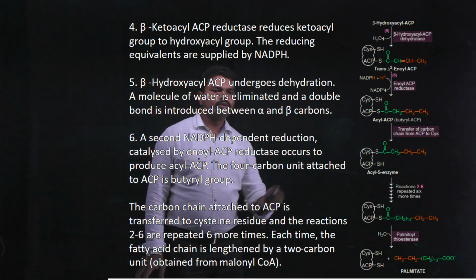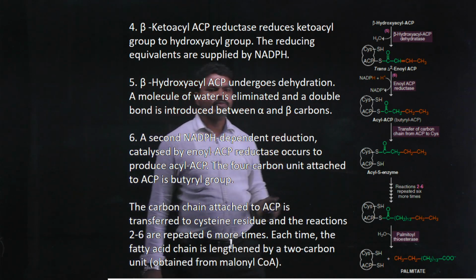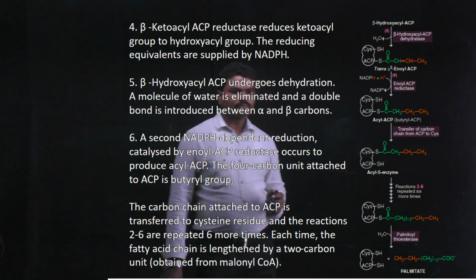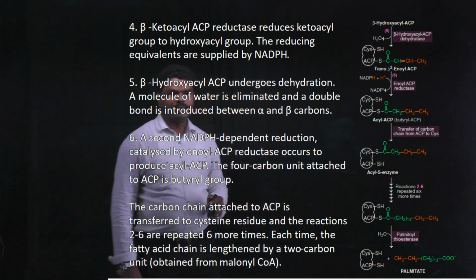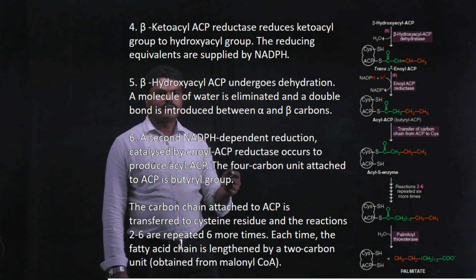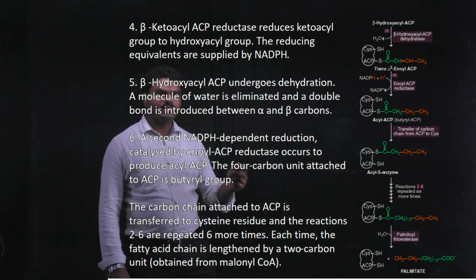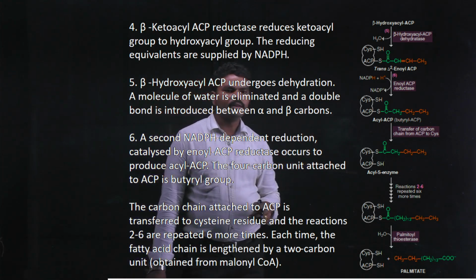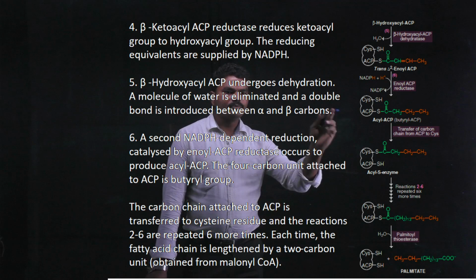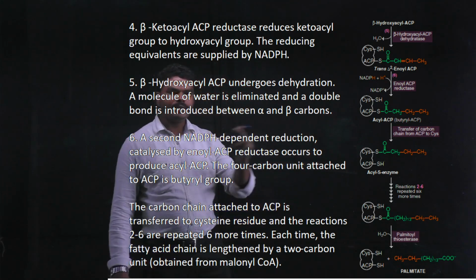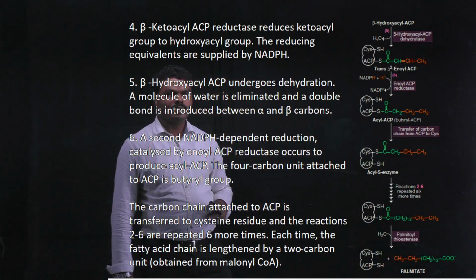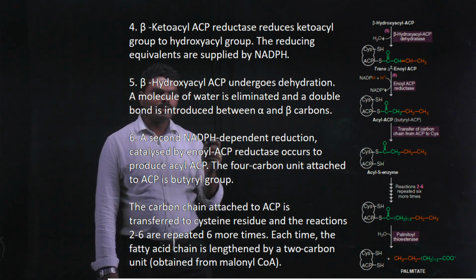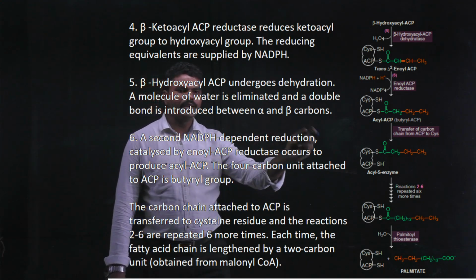That means the double bond which is present in the trans beta enoyl ACP will be removed, and it will be converted to acyl ACP. And this acyl ACP, so the carbon chain which is attached to the ACP is transferred to the cysteine residue. So that means here a butyl ACP is there in the acyl ACP. That butyl group is attached again to the cysteine residue. So thereby the ACP site is again vacant.